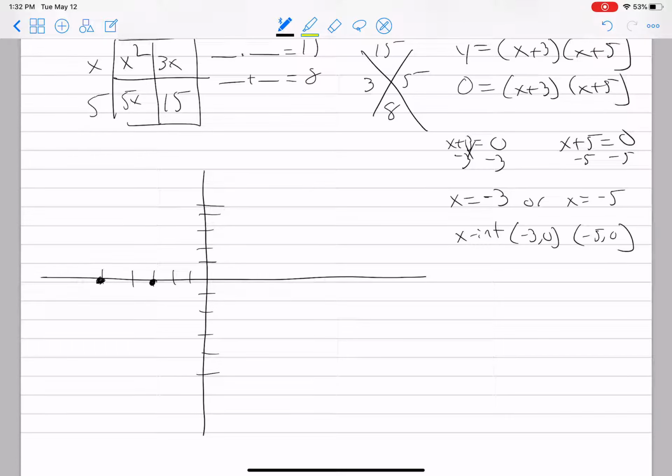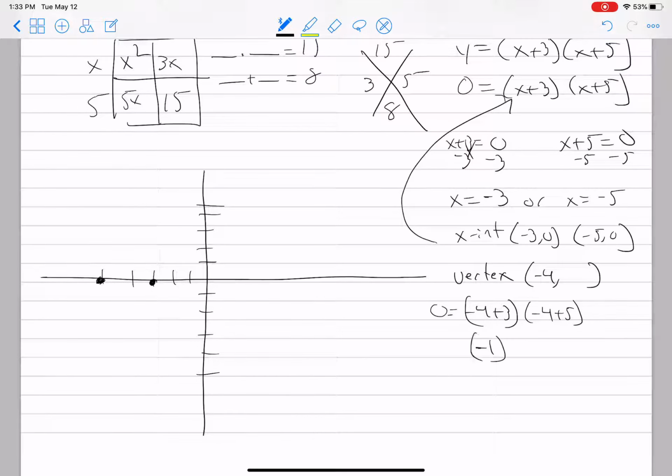Should be pretty easy to tell that for my vertex now, my x value is right in between, so that's negative 4. So x is negative 4 on my vertex. I just need to find y. So I'm going to plug negative 4 back into my original equation. So I'm going to say negative 4 plus 3 times negative 4 plus 5. And I'm going to figure out what that equals. Let me see, this is negative 1.